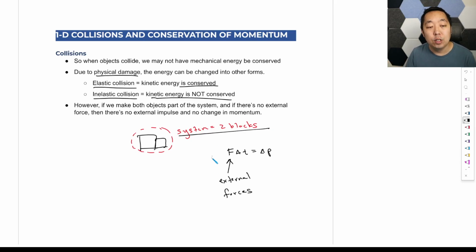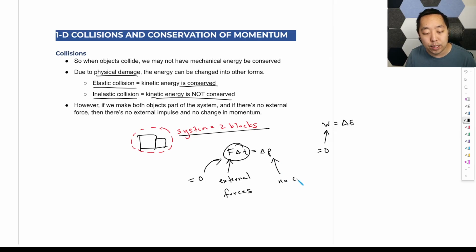Okay, and so when we do conservation of momentum, it's just like with work and change in energy. When was energy conserved? If this equaled 0, then we had conservation of energy. Similar thing here: if this is 0, then there's no change in momentum, and we call that conservation of momentum. So when is momentum conserved? Not always. It depends on the system context. It depends on whether or not there are any external forces causing an impulse onto the system.